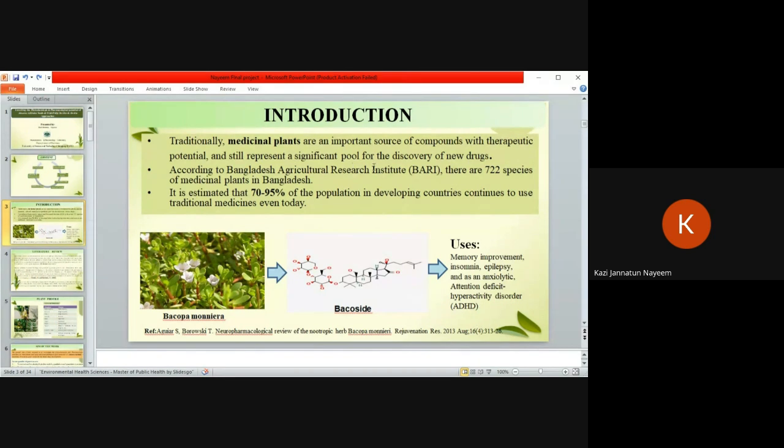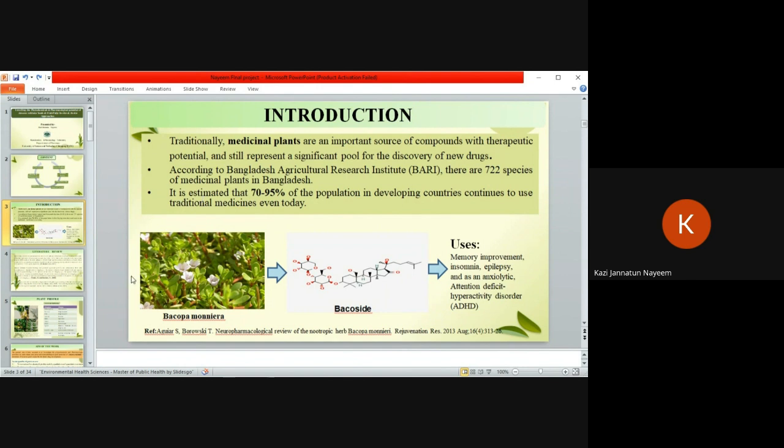According to Bangladesh Agriculture Research Institute, BARI, they discovered 722 species of medicinal plants in Bangladesh, and it is estimated that 70 to 95% of the population in developing countries continues to use traditional medicine even today.